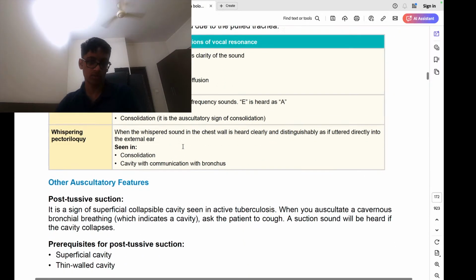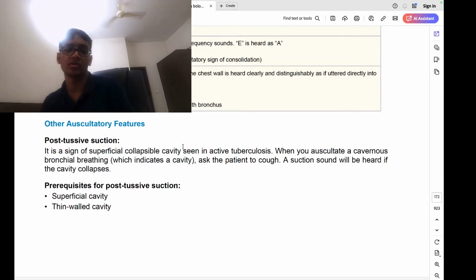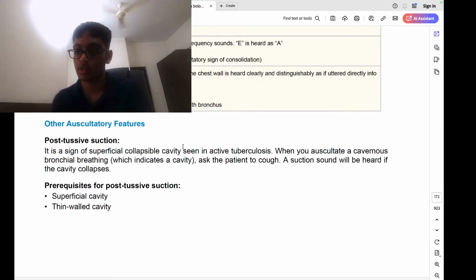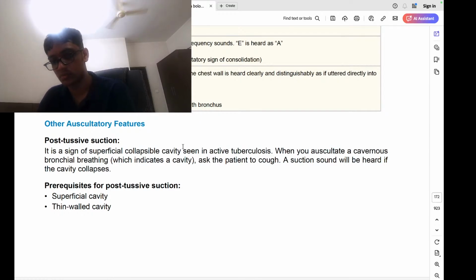Then another auscultatory finding is post-tussive suction. It is a sign of a superficial collapsible cavity seen in active tuberculosis. When you auscultate a cavernous bronchial breathing, which indicates a cavity, you ask the patient to cough. A suction sound will be heard if the cavity collapses. Prerequisites for post-tussive suction are a superficial cavity and a thin-walled cavity.